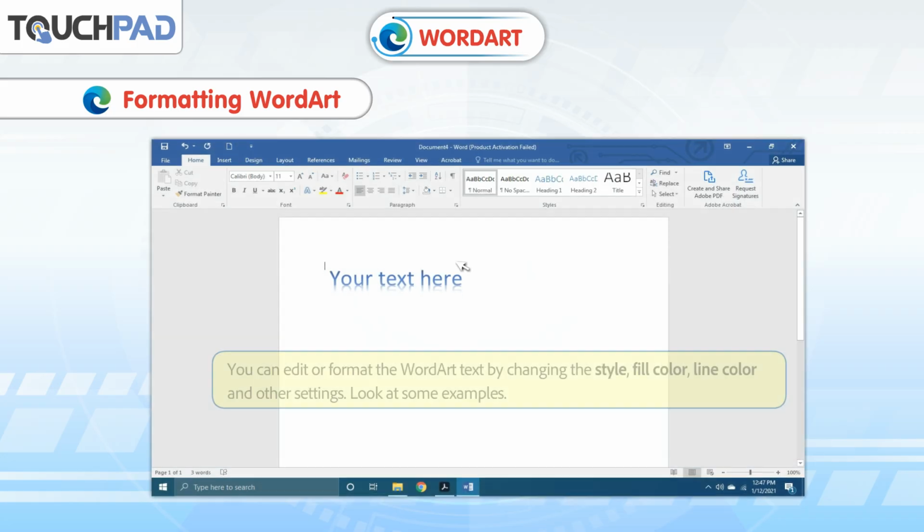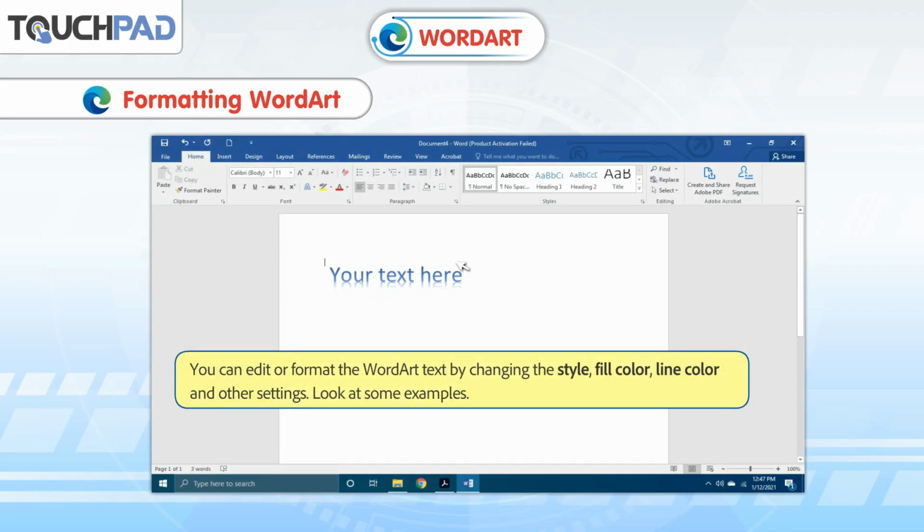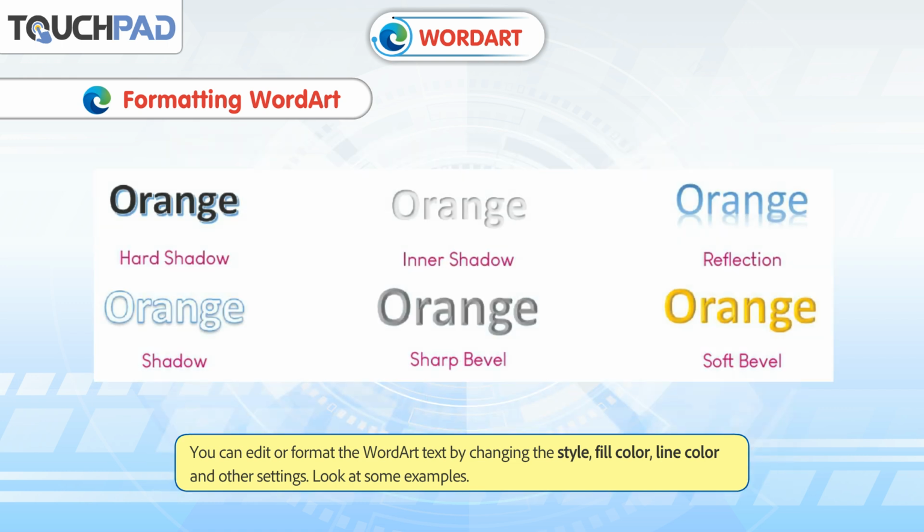Formatting word art. You can edit or format the word art text by changing the style, fill color, line color, and other settings. Look at some examples.